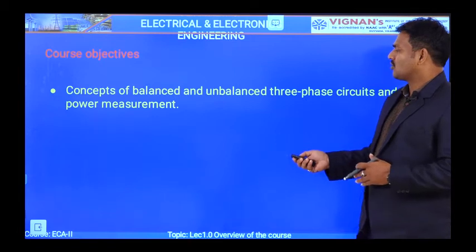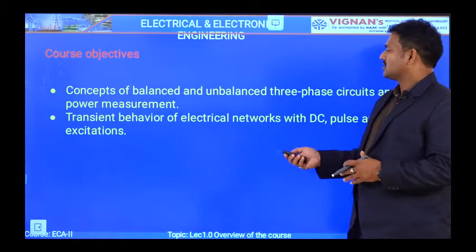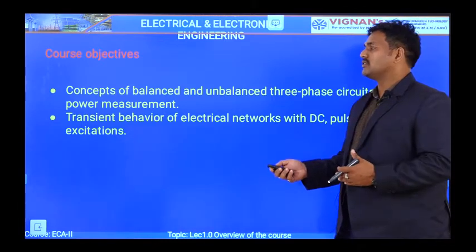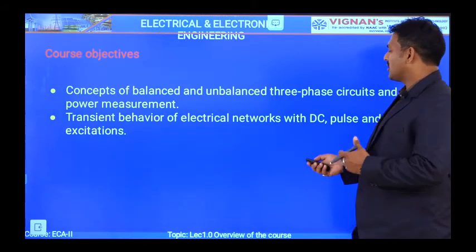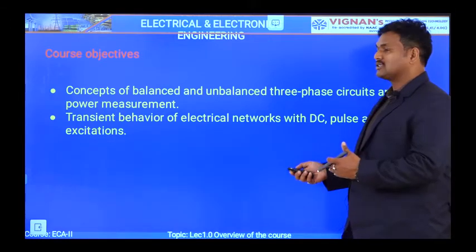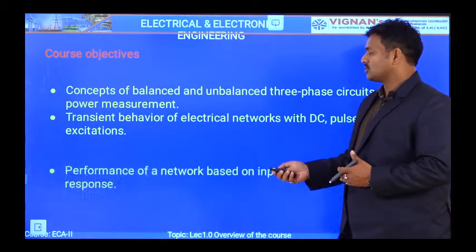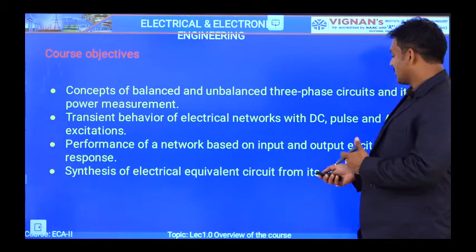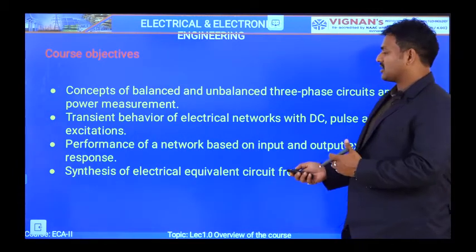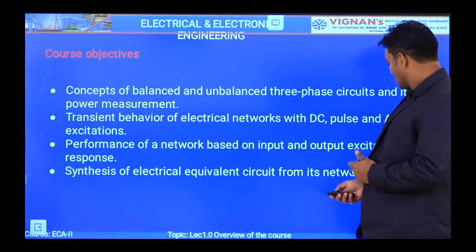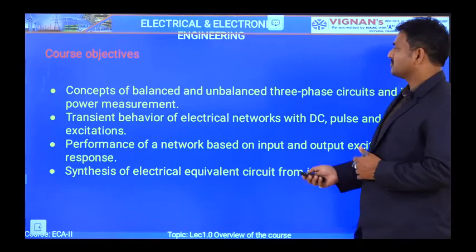So the objectives of this course are basically to understand the concept of balanced and unbalanced three-phase circuits and the measurement of the three-phase power. The transient behavior of electrical circuit with DC pulse and AC excitation is studied in unit number 2. Performance of the network based on input and output excitation and its response, synthesis of electrical equivalent circuit from its network function.